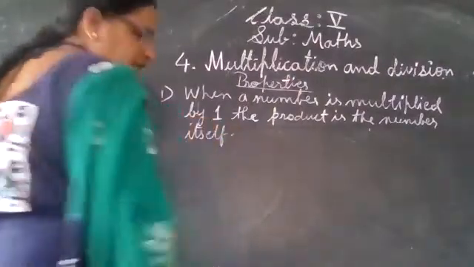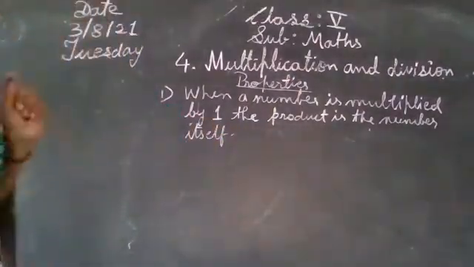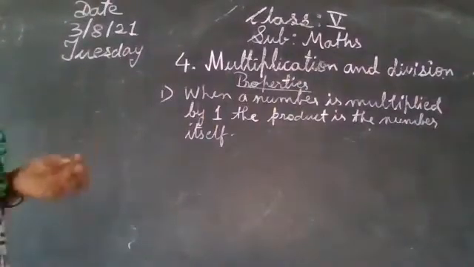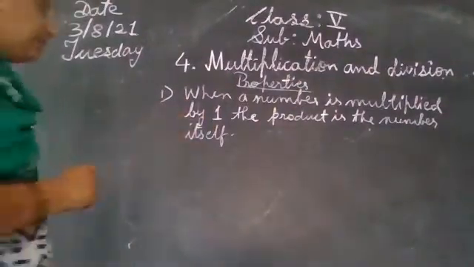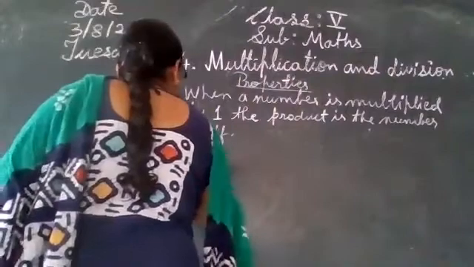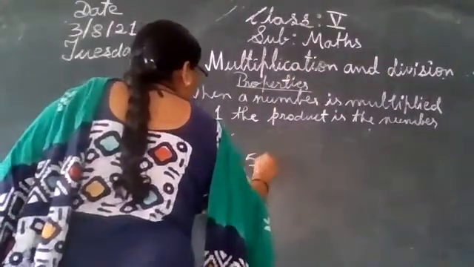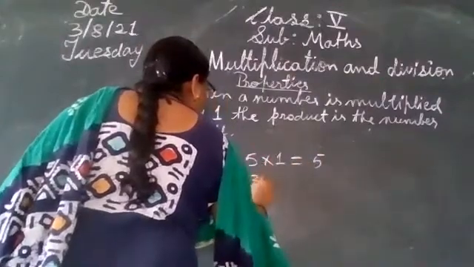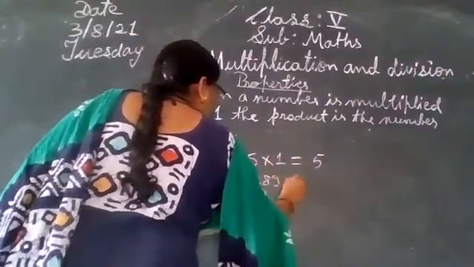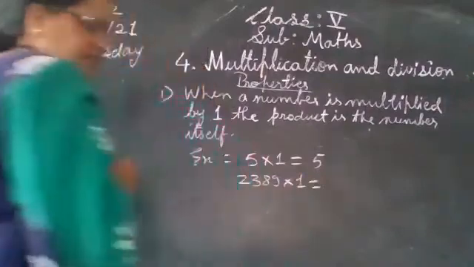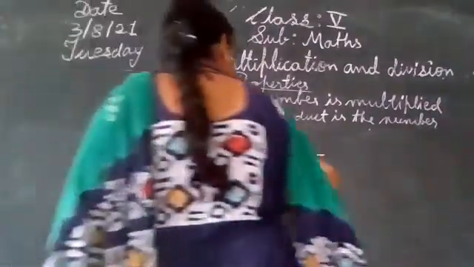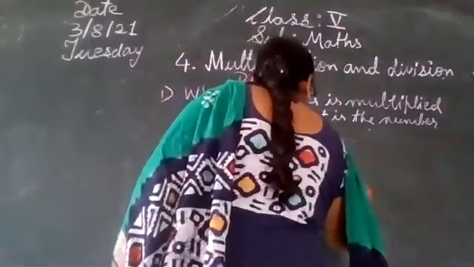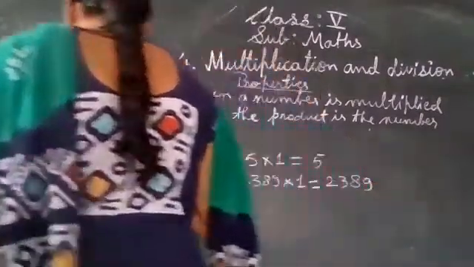Okay, means if you multiply any number, any large number or any small number by 1, you get the number itself. For example, see, 5 multiplied by 1 is 5, 2,389 multiplied by 1, you will get the same number, 2,389. Okay.